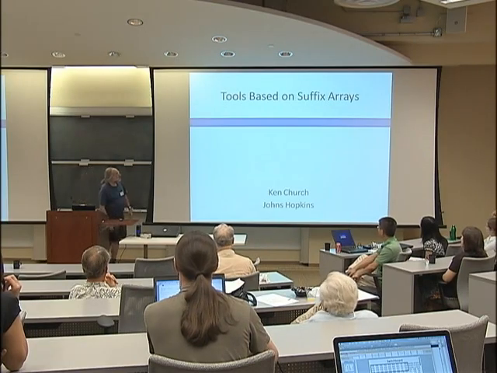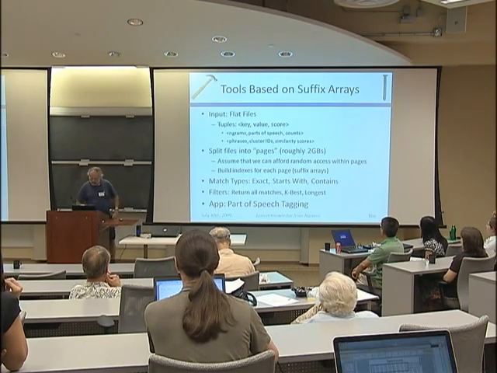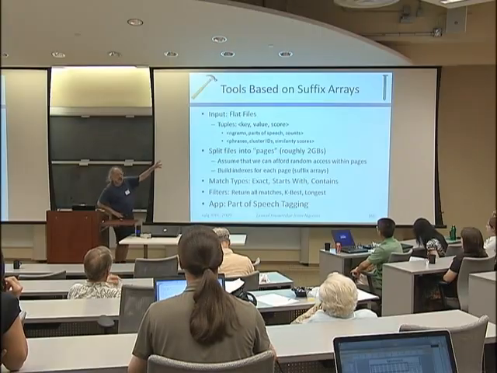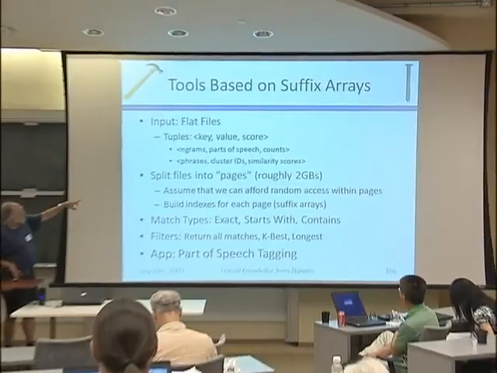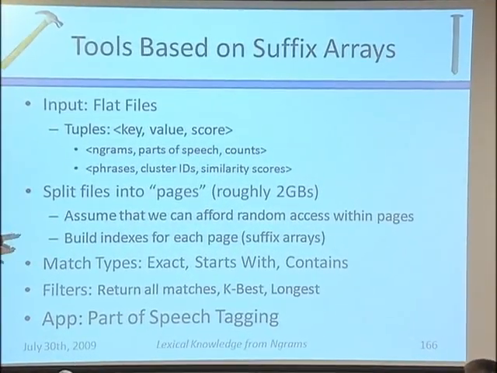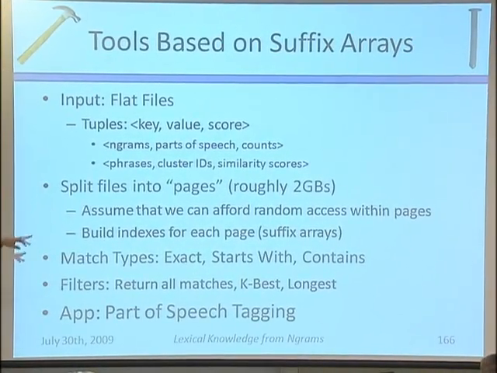Okay, so I'm going to talk about some tools. Let's imagine I have just a bunch of flat files. I've got a bunch of different examples I'll show you. I split the flat files into what I'll call pages, say 2 gigabyte chunks, and then I can assume that I can do random access within the chunks, and I build indexes for each of the chunks. I'm going to support a bunch of different match types: exact match, which Emily talked about, starts with, and contains. And we've got various different filters, like return everything that matches, or just the best, or just the longest.